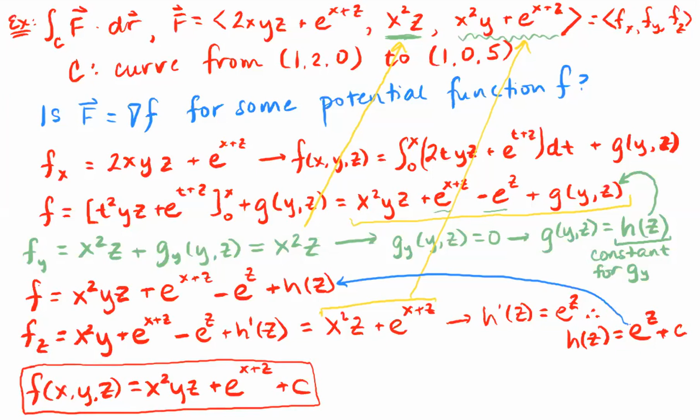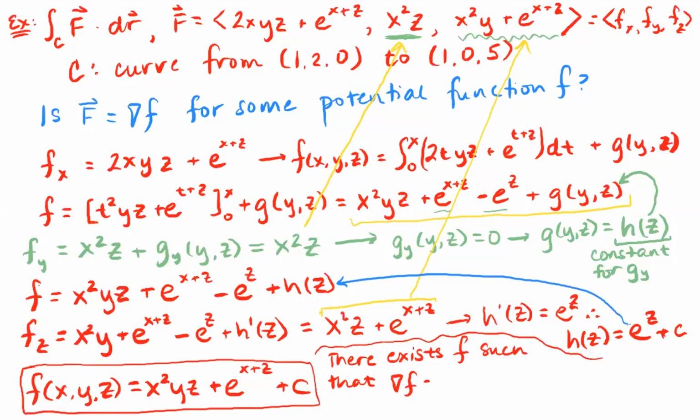So there exists an F such that gradient F equals the vector field F. Therefore, F is conservative. Now I'm going to need to go on to the next page here.